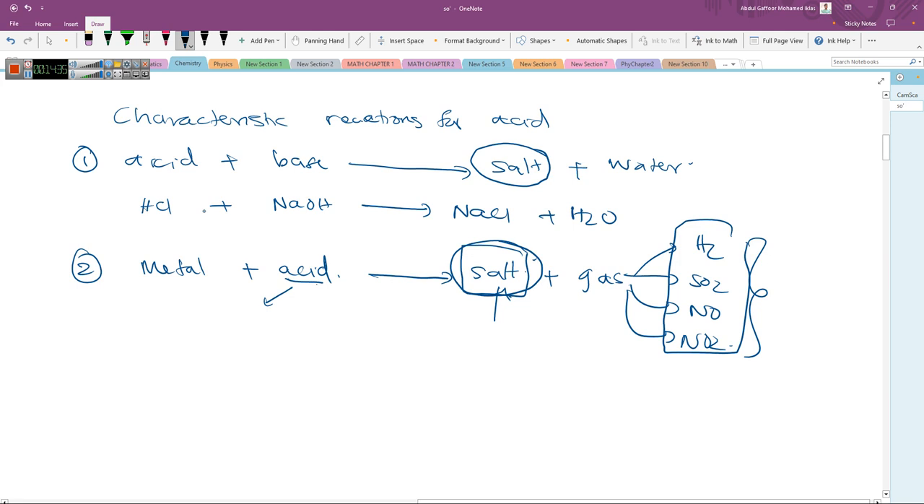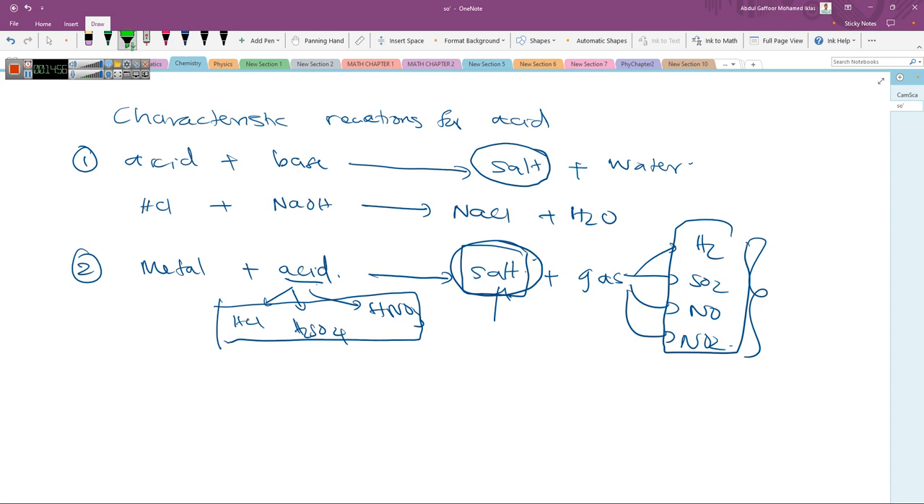So we have studied HCl, H2SO4 and HNO3, right? Depending on the condition of the acid also we will get different gases, so we will talk about those things in inorganic chemistry. Now I will consider only HCl here. So when a metal reacts with acid, I mean HCl, it will produce H2 gas, so we don't need to worry about these gases for now, right?